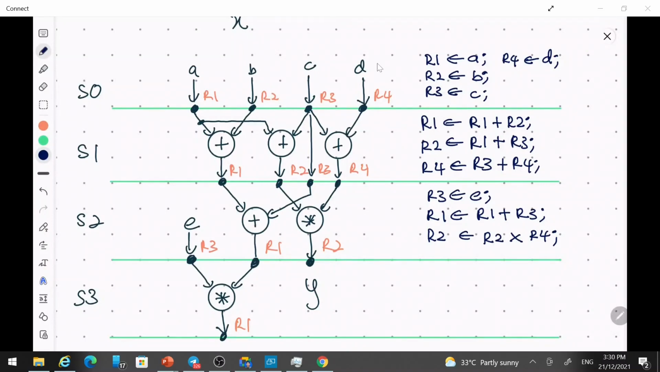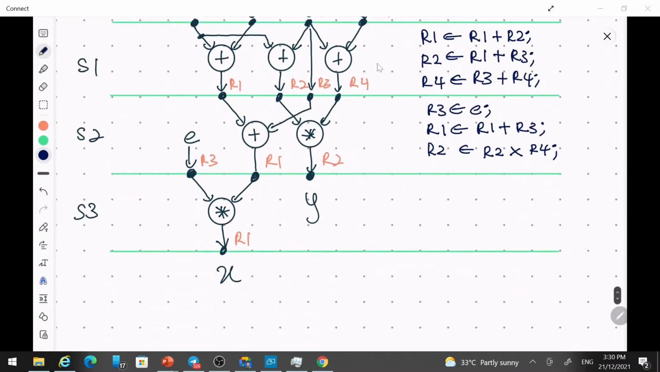Okay, so that is the code for the S2. And the last one, you have R1 is equal to R1 multiplied by R3. Done.